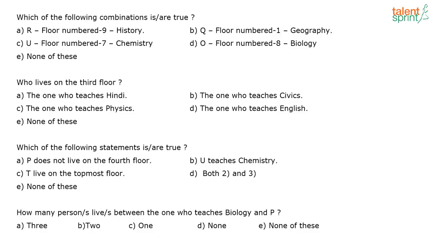Okay, first question, which of the following combinations is or are true? So R is in floor numbered 9, history, no, that's not true. U is in floor number 7, no, that's not true. U is chemistry, correct? So that's also not true. This is also not true. So the correct answer here is option D. O is floor number 8, biology. That is the correct answer. This is the correct combination. Next one.